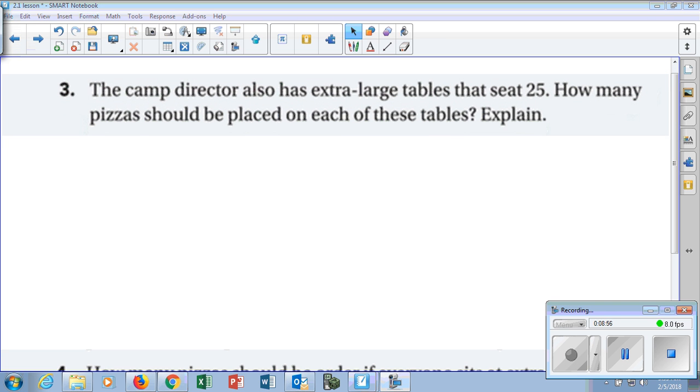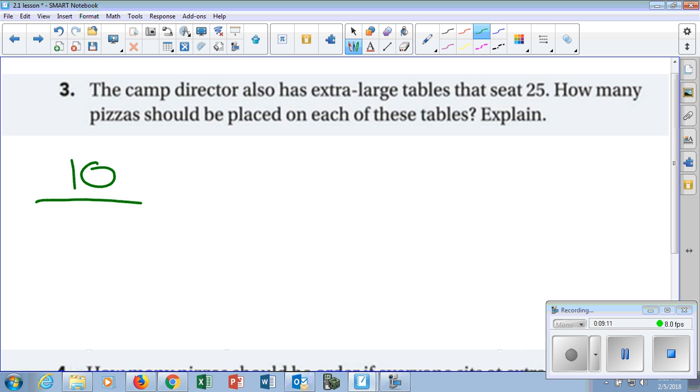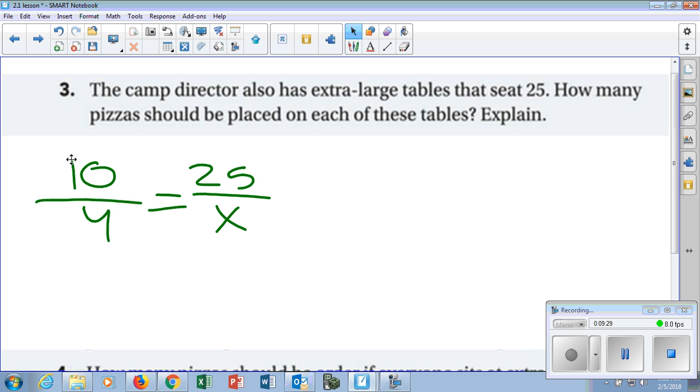For 3, the camp director also has extra large tables that seat 25. How many pizzas should be placed on each of those tables? Okay, well now we're going to take our large proportion that we found, and we're going to compare it to what their extra large table is. They told us that there are 25 people at those extra large tables, and we want to find how many pizzas we need. So there's our proportion, but how many pizzas would we exactly need? Gavin.